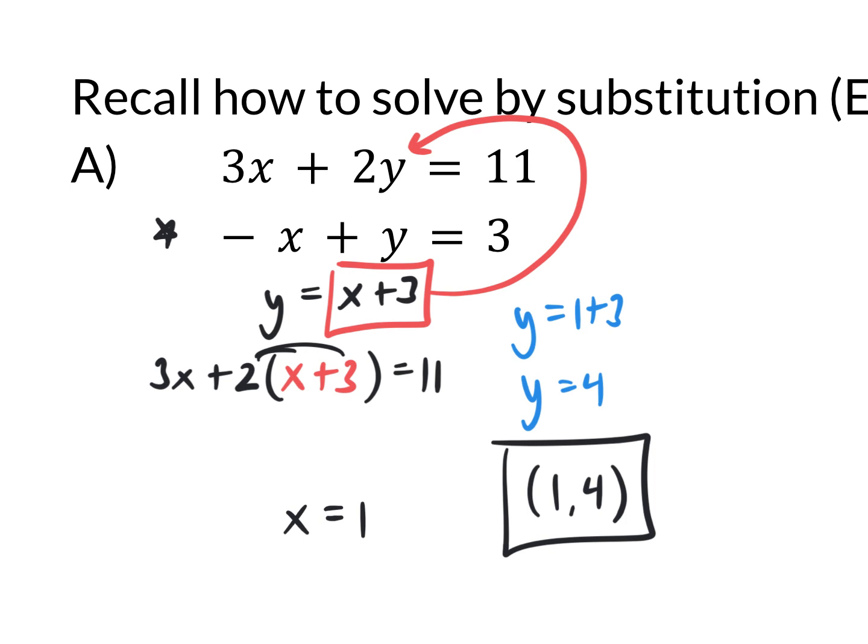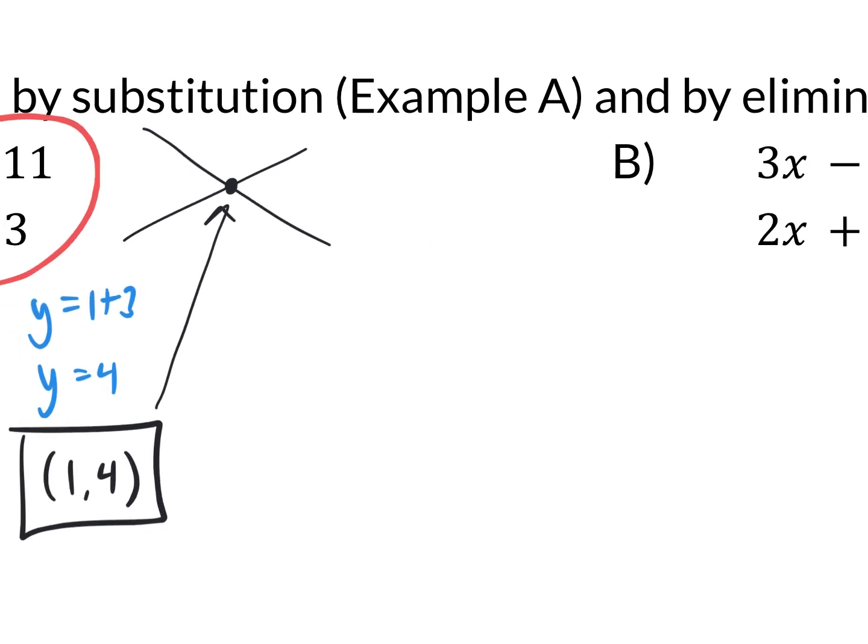This system of equations that we are solving tells me that I have two lines, right? And they intersect at one point, and that one point is (1, 4), okay? If I were to graph this, that is where they would intersect, okay? Questions on substitution? Okay.